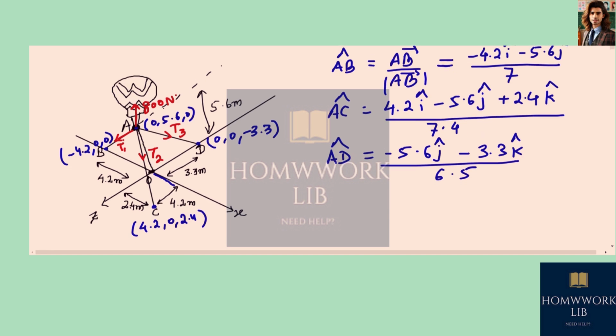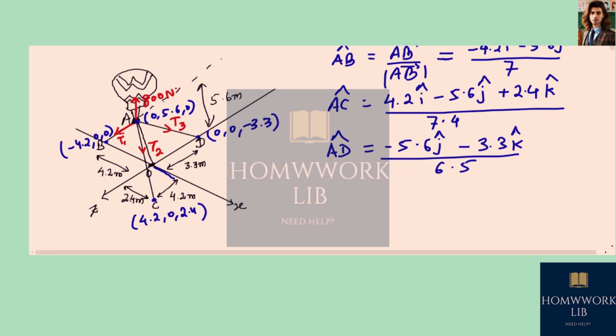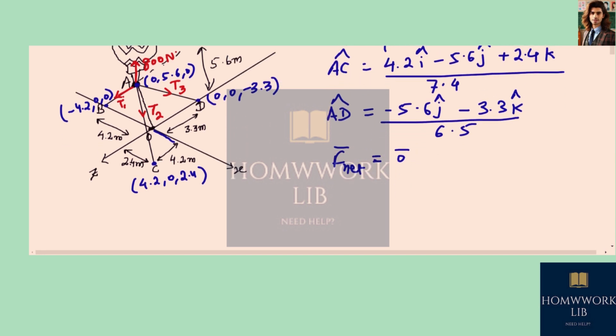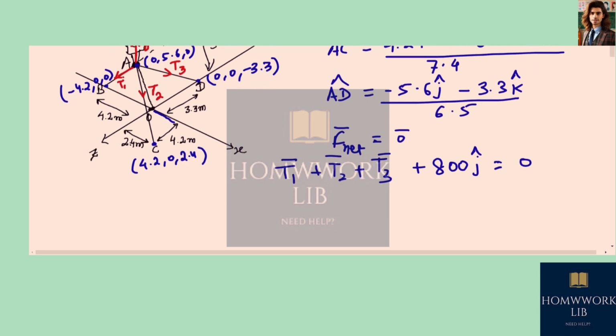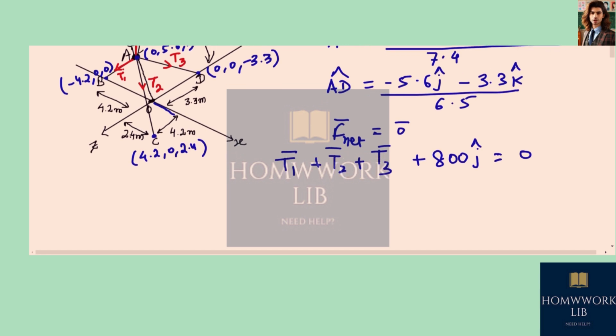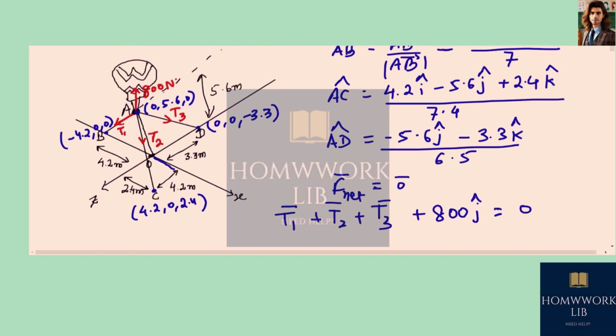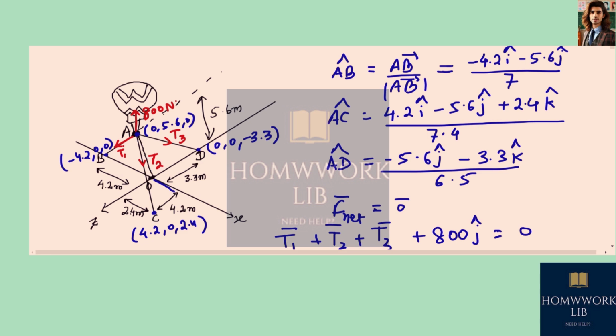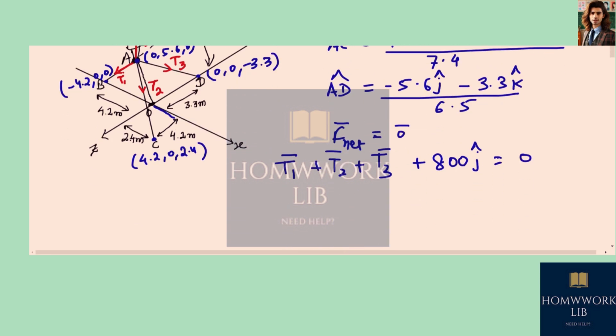Now we use the simple equation, because this point A is at equilibrium, so the net force here would be equal to the null vector. Four forces are here: T1 vector plus T2 vector plus T3 vector plus 800, which is along the positive y direction, summing up to 0. T1 vector can be found by multiplying T1 with AB cap. So let's write this in the form of an equation here.